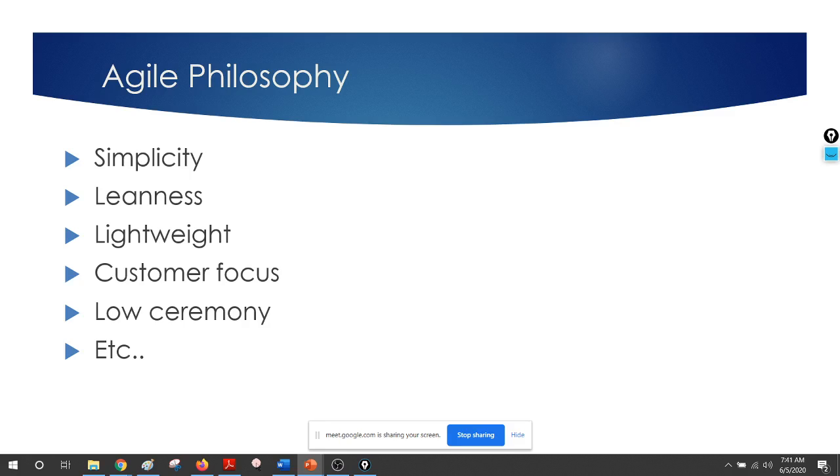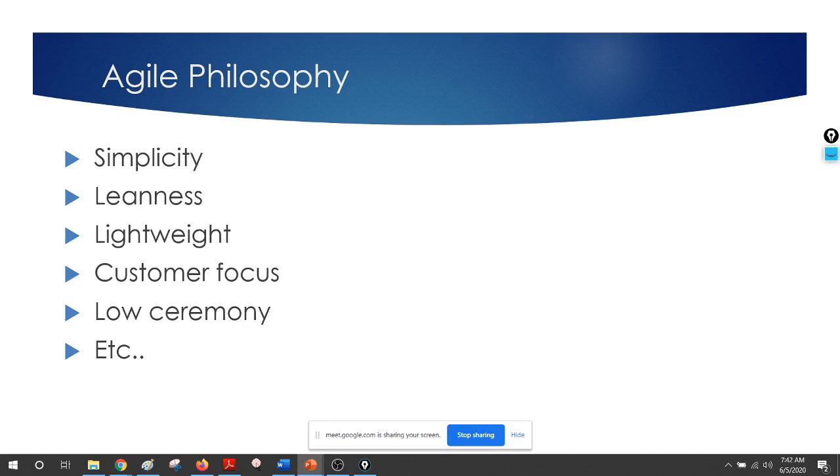In agile philosophy it talks about simplicity, leanness, lightweight, customer focus, low ceremony, etc. That is very important. A lot of students don't have that agile mindset, that agile philosophy. Their life is not agile. Their life is very rigid. So do things in a very simple way. Leanness. Leanness means what? When we want to spend some time or resources, we spend time and resources only when it is absolutely necessary.